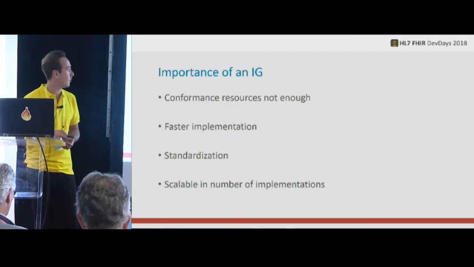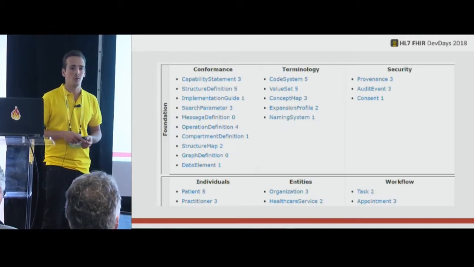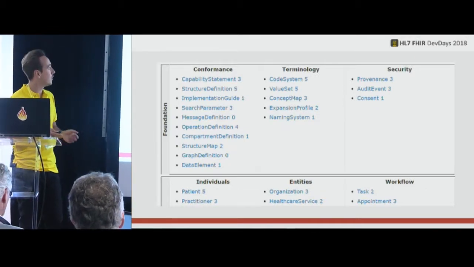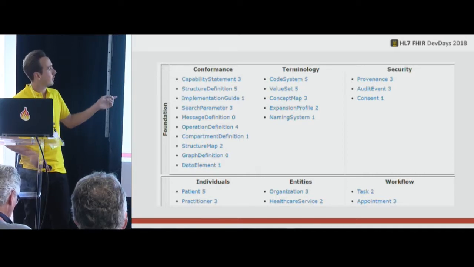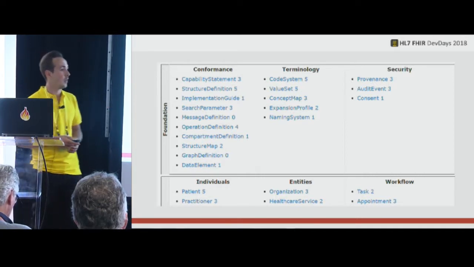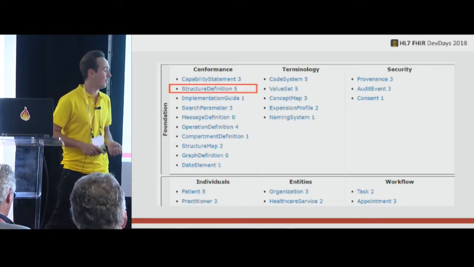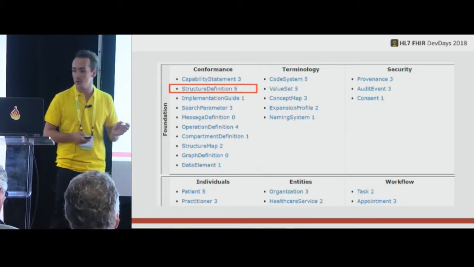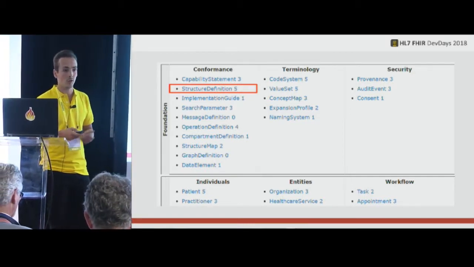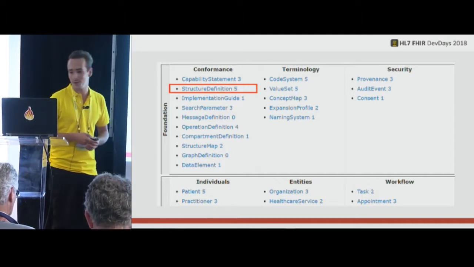So these are a couple of the reasons why you want to create an implementation guide. And if we have a look at which resources will most likely go into an implementation guide, you now see the resource page of the FHIR specification, and I think most likely the structure definition will go in. They're also known as the profiles. With the structure definition, you say how other resources should look. So I think this is definitely the backbone of your implementation guide.